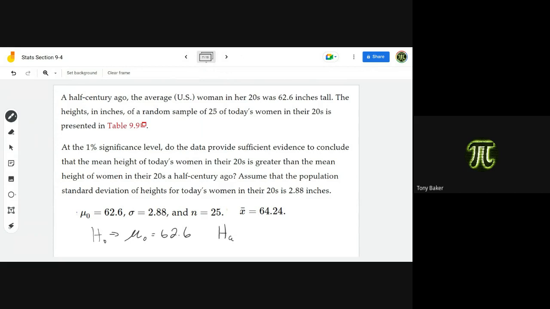What am I trying to show? Or what do I assume is true? That the mean height of today's women in their 20s is greater than the mean height from half a century ago. Okay, so my alternate is greater than my null, greater than 62.6. Correct? So this is a what type of test? One tail test, and it's a right tail test, right? Because we're looking at greater than.